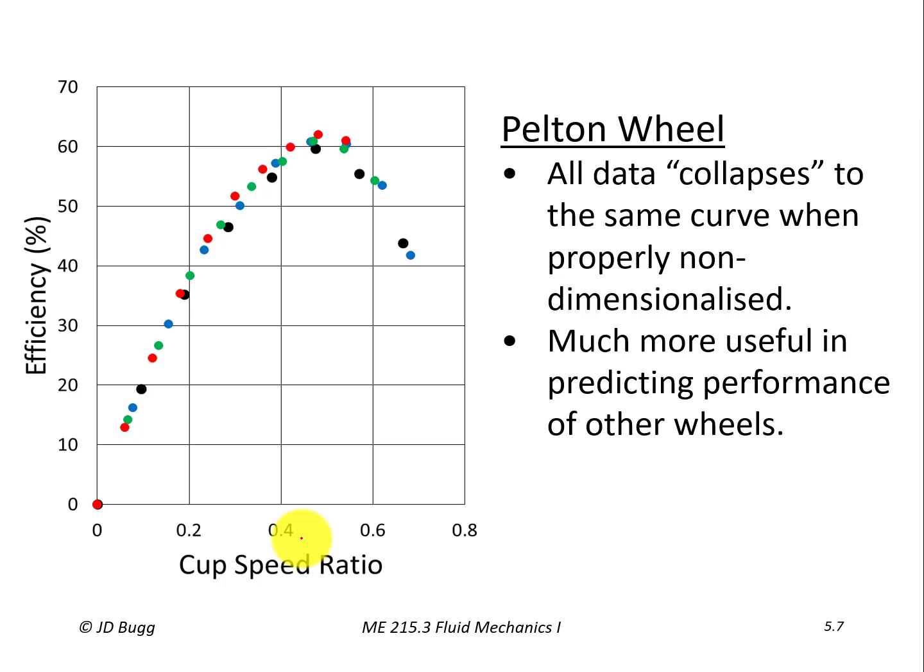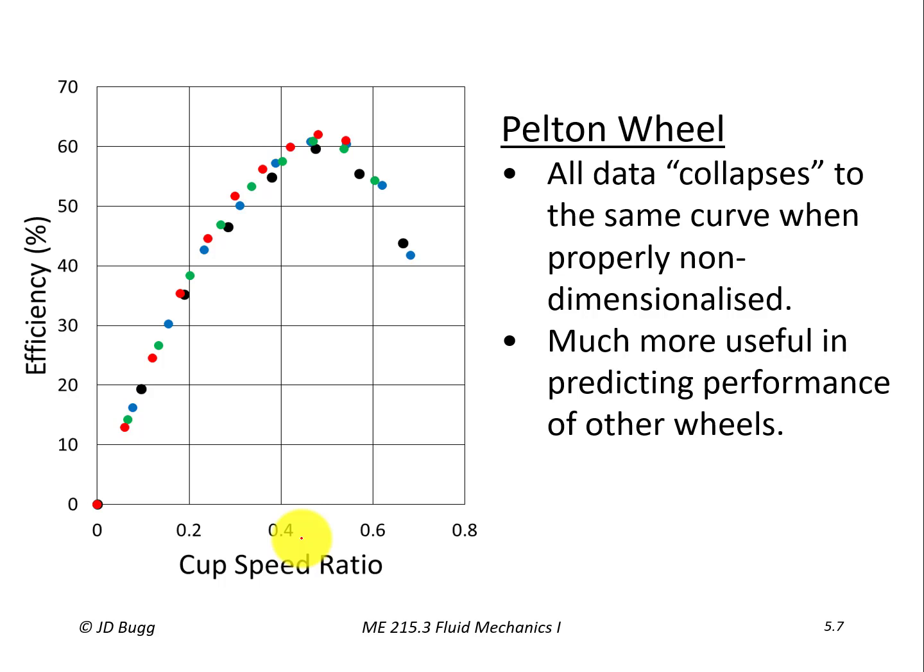And once we've done that dimensional analysis properly, this shows us that actually there's just a single curve that represents the characteristics of this particular Pelton wheel. And that's much more useful in predicting the performance of other similar Pelton wheels. Pelton wheels that are constructed the same, but maybe are larger or smaller or are running at a different speed or with a different jet velocity. Just this single curve that we have here gives us all that information.